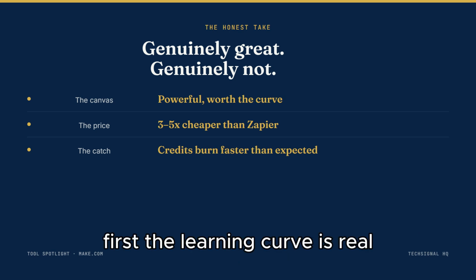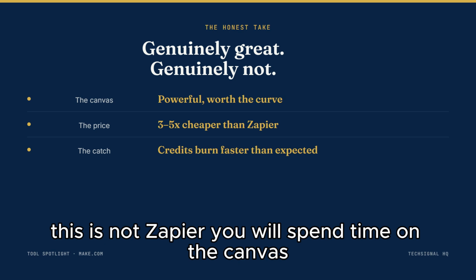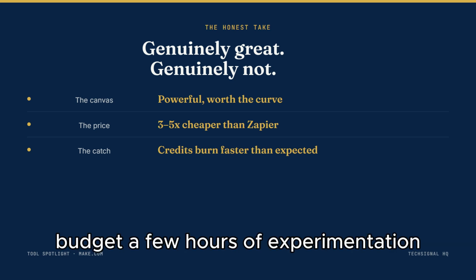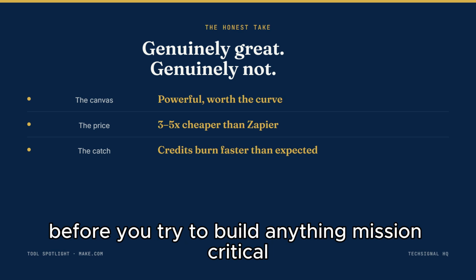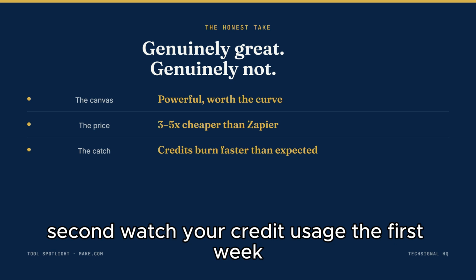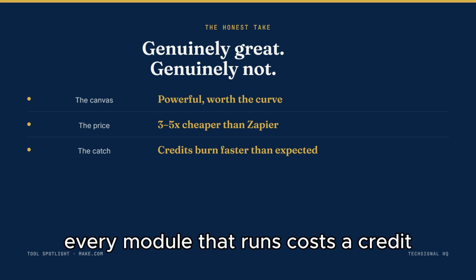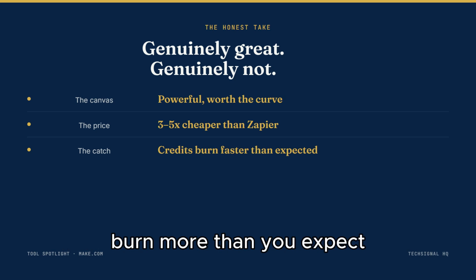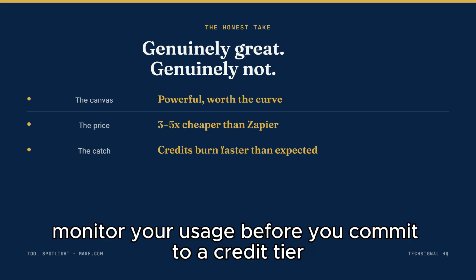First, the learning curve is real. This is not Zapier. You will spend time on the canvas before you feel comfortable. Budget a few hours of experimentation before you try to build anything mission critical. Second, watch your credit usage the first week. Every module that runs costs a credit. Complex scenarios with loops or filters burn more than you expect. Monitor your usage before you commit to a credit tier.